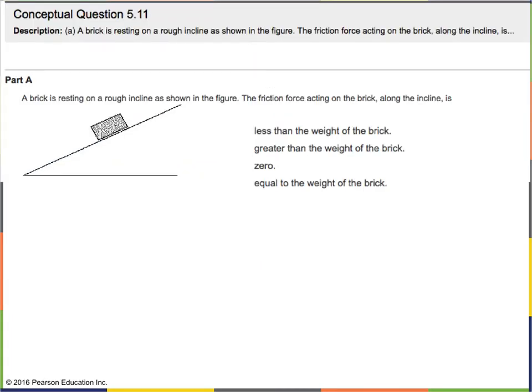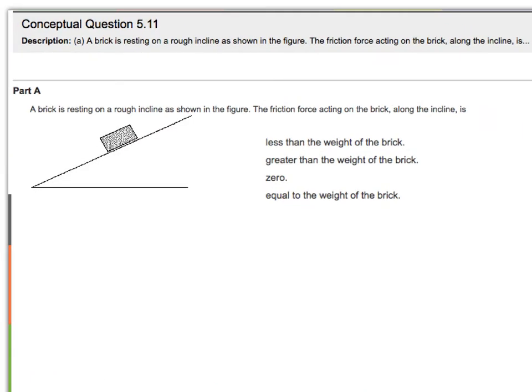Okay, so I have a brick resting on a rough incline. The force of friction acting on the brick along the incline, well, we want to compare it to the weight of the brick. So let's look at the forces that are acting on this brick. I have the normal force, I have the weight, and then because it's at rest, the force of friction is going to be up the incline because the direction of impending motion would be for the block to slide down the incline. So the frictional force is going to oppose this, which means that it's up the incline.